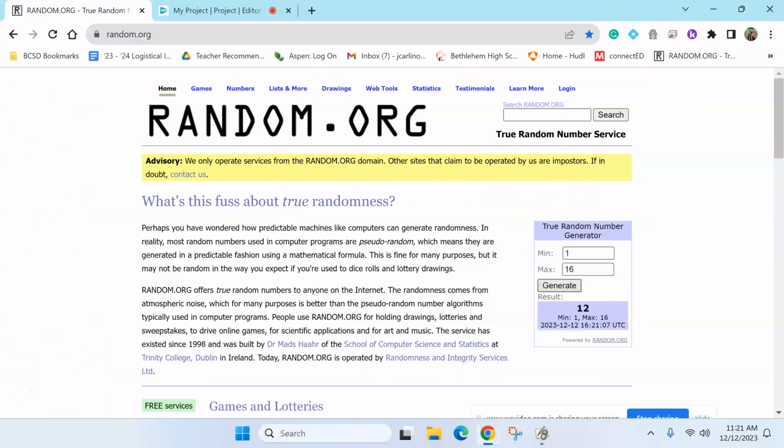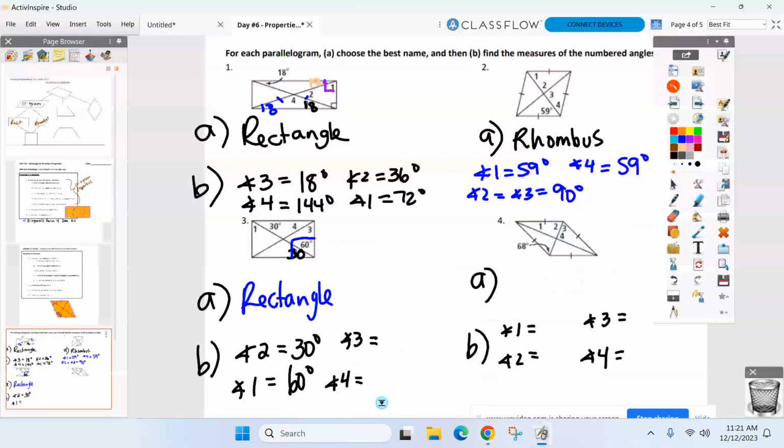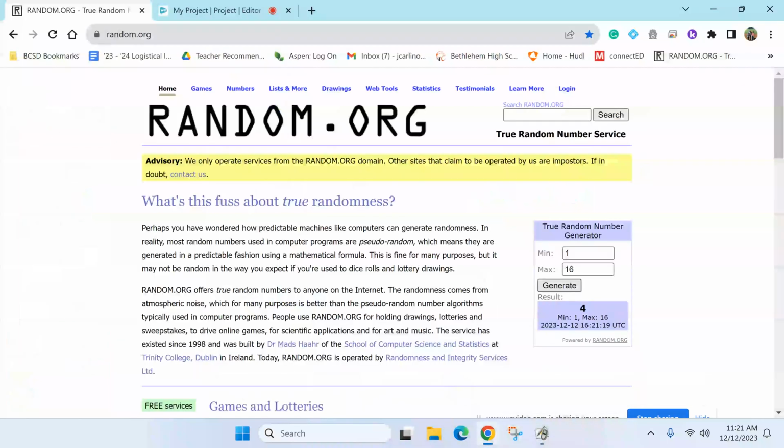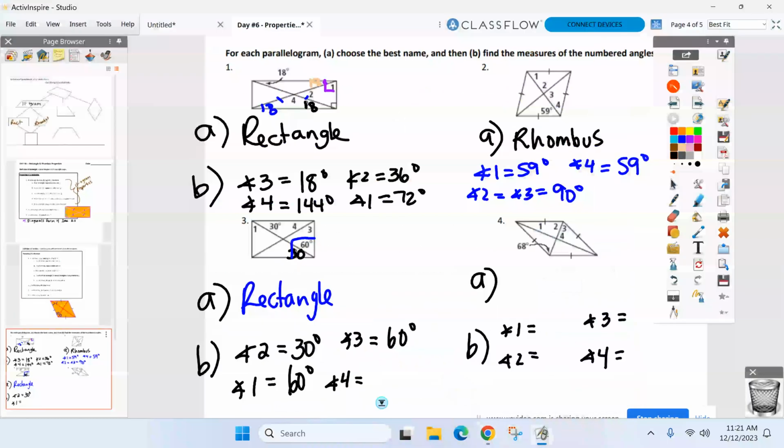Next up here, Olivia, what angle am I looking for? Angle 3 in problem 3. 60 degrees looks good to me. And then how about angle 4 to finish this off? 30. Yep.